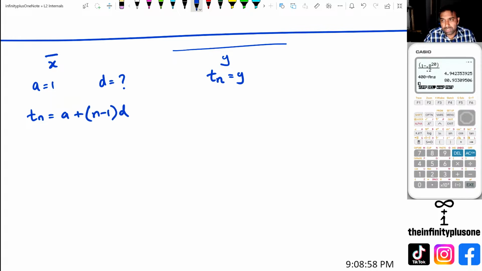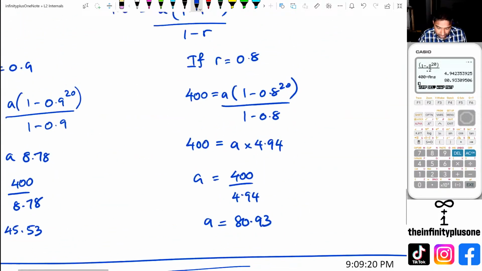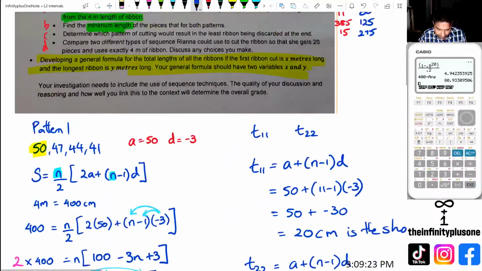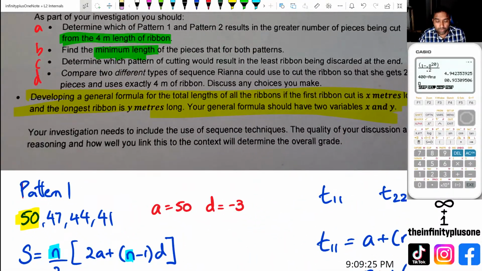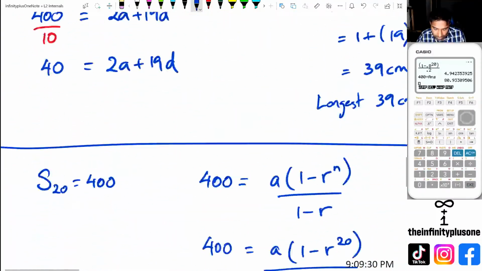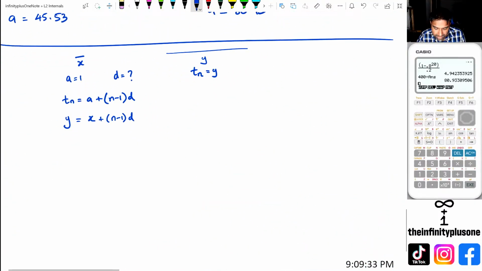So Tn, which is the final piece, the longest piece, that's Y. So Y equals A, the first piece, which is X, plus (n minus 1)d. Now, here's the thing. The question actually said leave X and Y in your answer. Now, the problem is I've got X, Y, and I've got n and d. But if you go back to the actual question, it says they want a general formula for the total lengths. That means we want to be doing something with the sum.